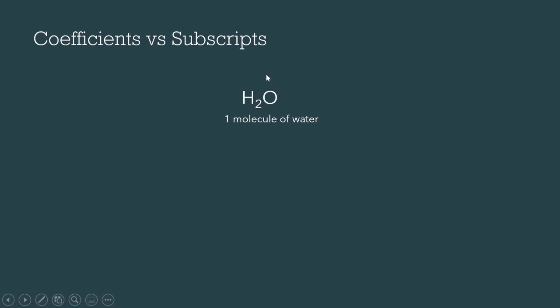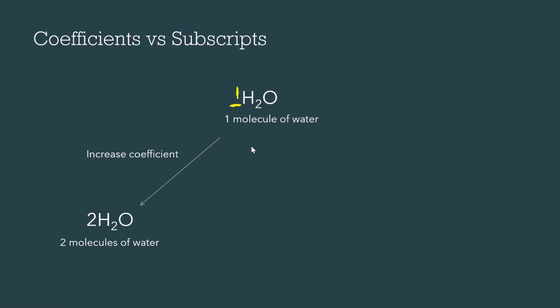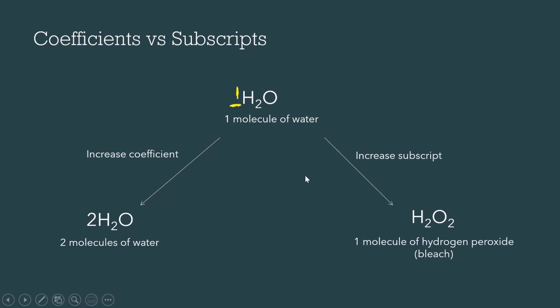If we start off with 1H2O, it means 1 molecule of water. Notice that the coefficient is not specified if it carries the value of 1. If we increase the coefficient to 2, all it means is that we now have twice as many water molecules, but chemically, they are still identical. However, if you increase the subscript of oxygen, for example, to H2O2, now we no longer have a water molecule. Now, this is a molecule of hydrogen peroxide, which is a type of bleach. Now, bleach and water are chemically very different.